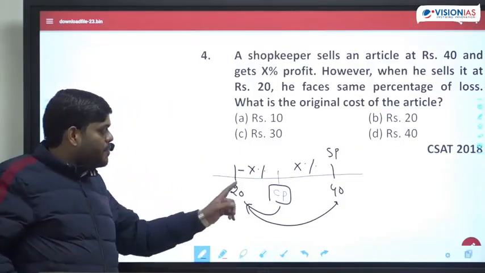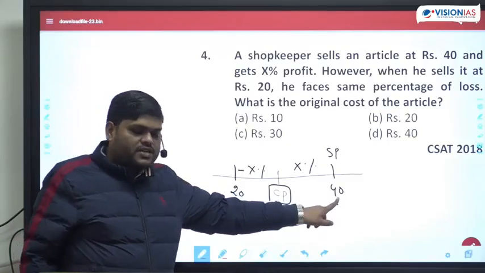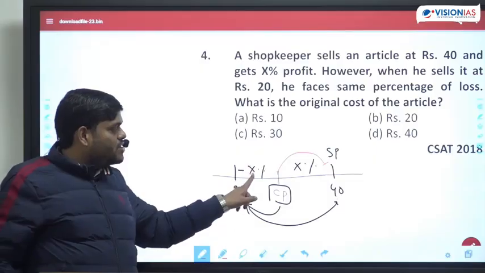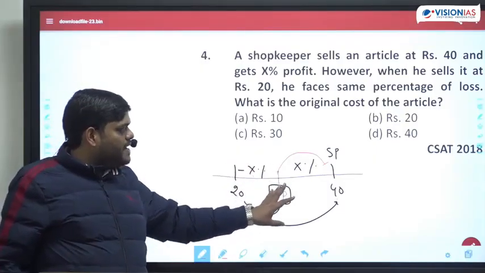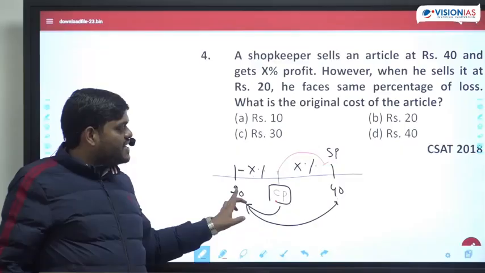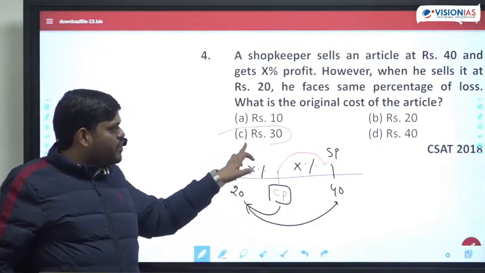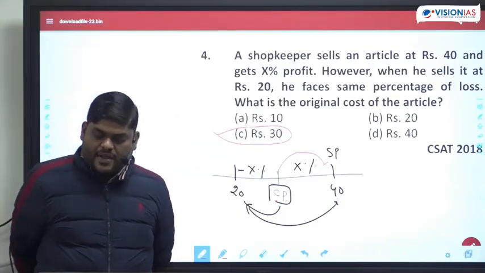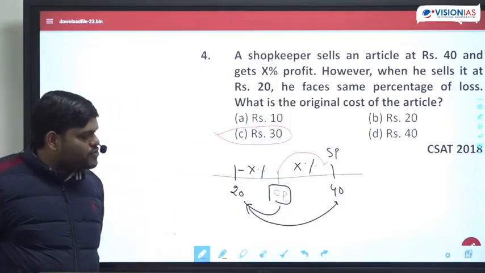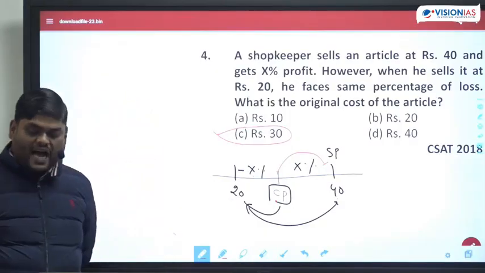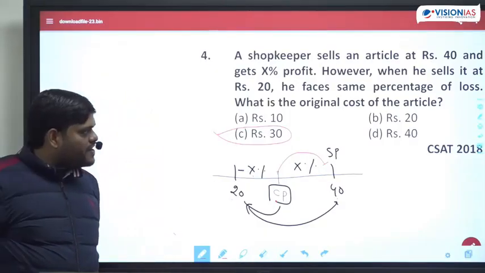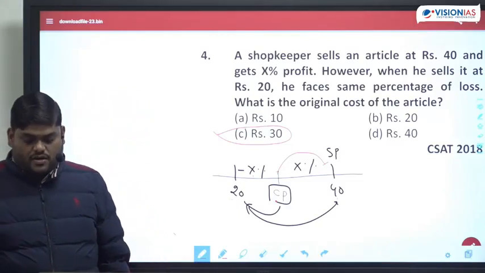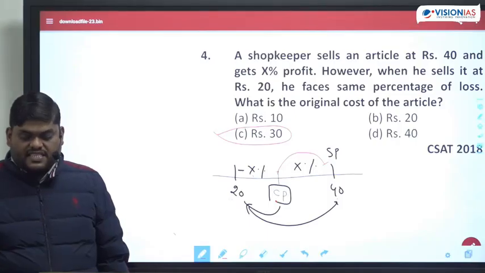Why in between? Because when the SP is 40, the profit is X%, and when the SP is 20, the loss is X%. That means somewhere in between 20 and 40 the CP will be, and only one option is there between 20 and 40. That option is 30. That means the correct answer will be C. No need to solve anything. As simple as that, the answer will be C without solving anything. Is this making sense or not?